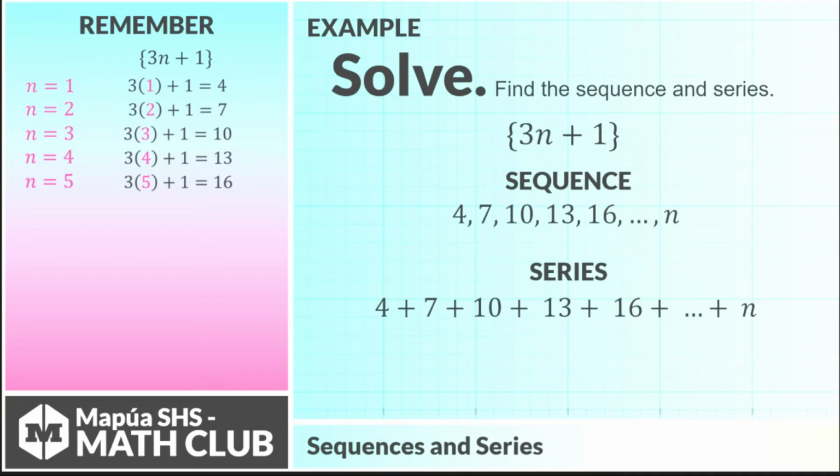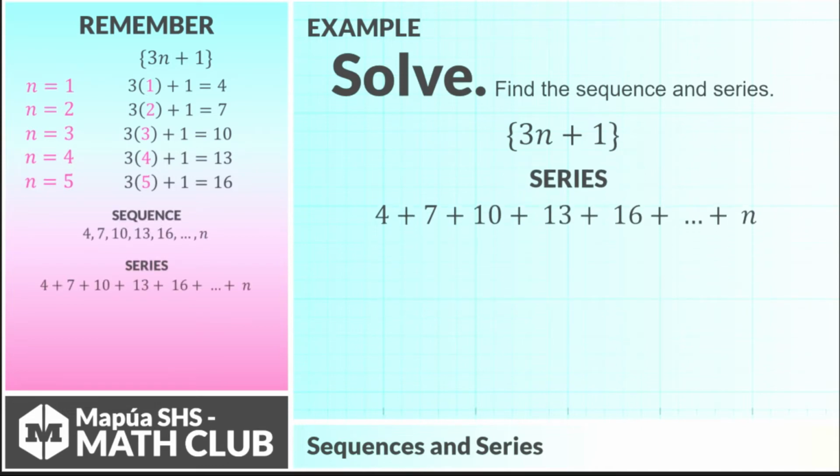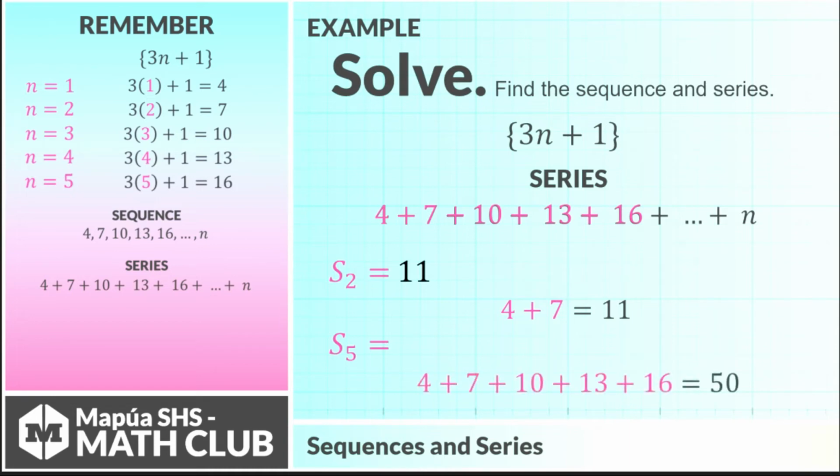But when will we try to simplify those numerals? The answer to that question is when the problem asks us to. For instance, aside from finding the series and sequence, the problem supposedly requires us to find s sub 2. Then we'll just have to add the first two terms. So, 4 plus 7 is equal to 11, and s sub 2 is equal to 11. If it's s sub 5, then we just have to add the first 5: 4 plus 7 plus 10 plus 13 plus 16, and we'll have s sub 5 is equal to 50.